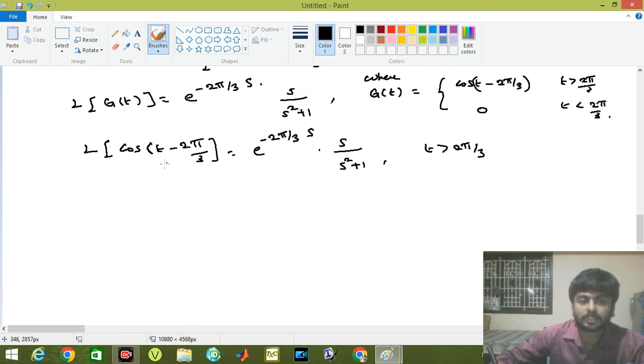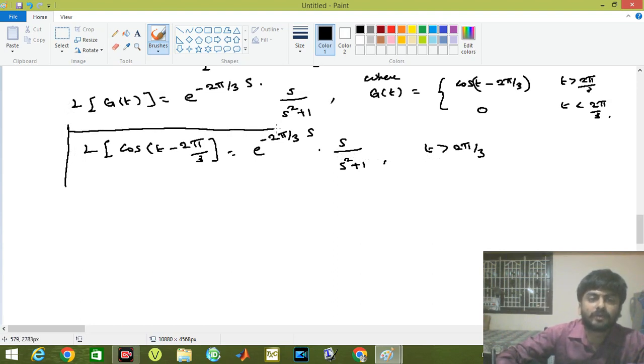Cos 0 is 1, and L of 1 means you will get the result 1 by s. You will not get this result. The entire result will become a failure. So this condition is very, very important. This is what I have given in the result. See, now without using the proper second shifting theorem, we have obtained the result.